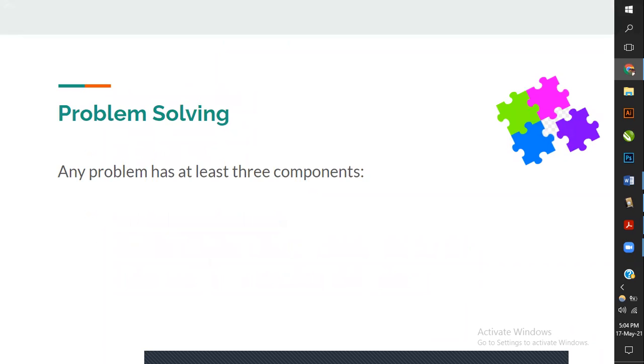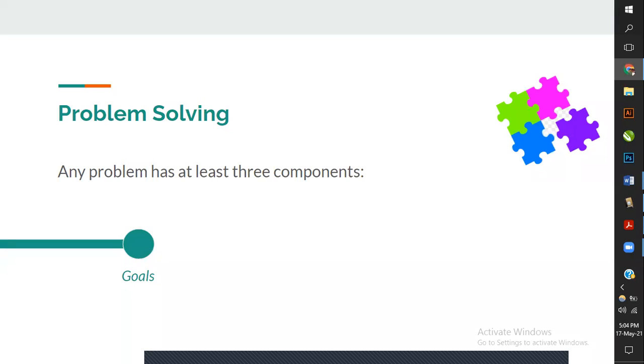So this section is problem solving, and I will move it on to my colleague. Okay, good afternoon. Problem solving. Whenever we talk about problem solving, we're talking about the previous knowledge and skills that the students know, right?